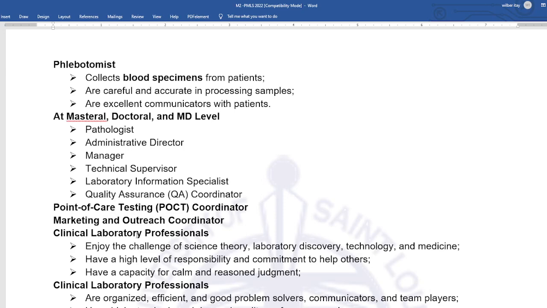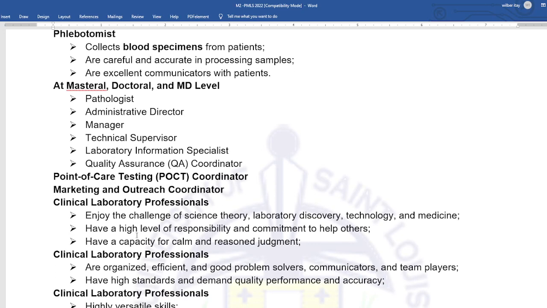Marketing or outreach coordinator, clinical laboratory professionals. So, those guys are the career opportunities for medtech. Hindi lang kasi na-mention dito, there are other several career opportunities. You can work on sa research, sa water testing laboratories. So, sa water testing laboratories, these are the laboratories that focus on testing the water quality. If there are fecal coliform present, ganyan, mataas ba yung bacteria, mga ganun.